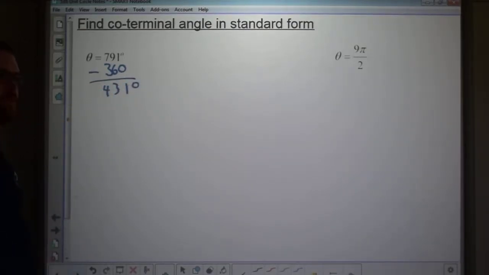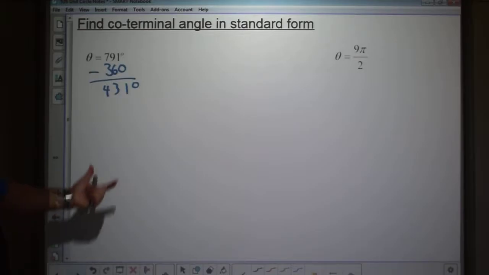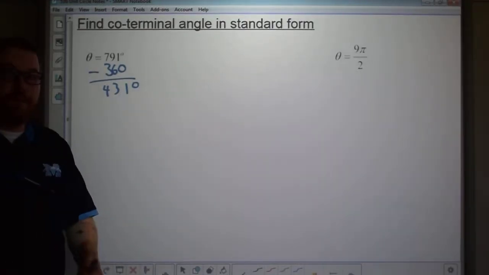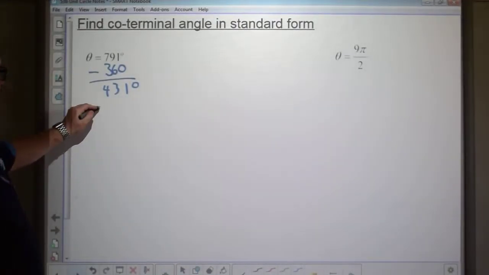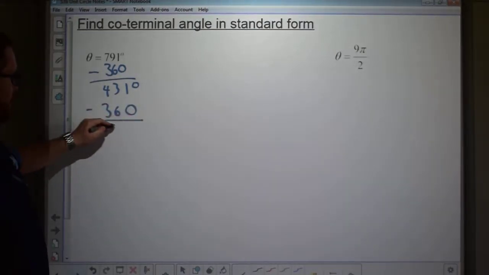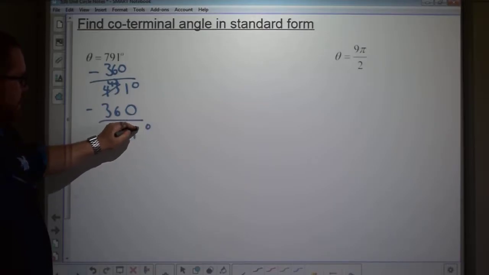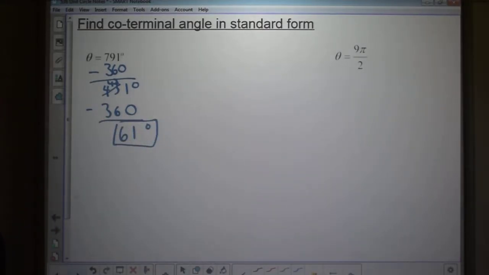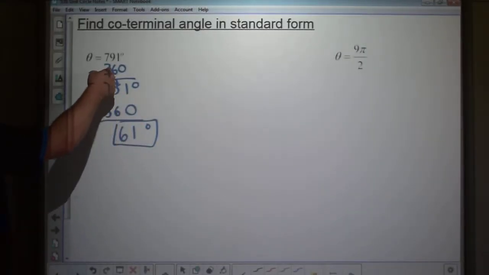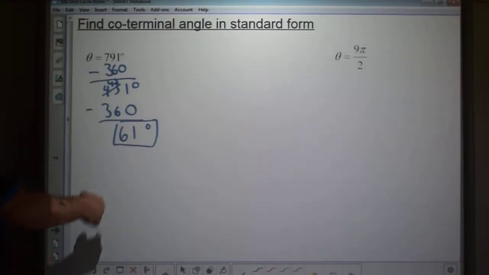431 degrees. But wait a minute, that's still not in standard position. It's still bigger than 360. So we're going to have to subtract 360 again. You do that, and you have 71 degrees. So think about this. This angle is the same thing as that angle if I wrapped this angle around 2 times.